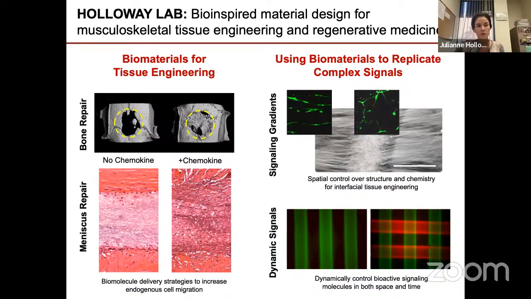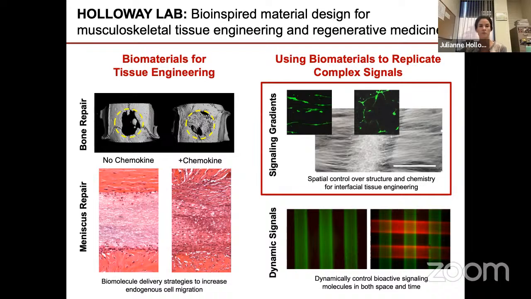And here's an overview of a lot of the work that we've done in my lab since I've been at ASU. In particular, we've increasingly moved towards designing biomaterials that can replicate more complex signals, whether these are signals in space, so replicating the spatial heterogeneity that you see in tissues, or more dynamic signals, so replicating the signaling that you see in the body over time. And I'm going to tell a few stories in both of these areas today.